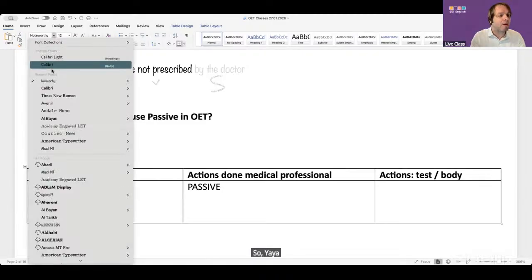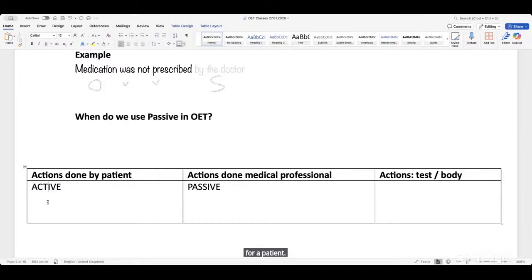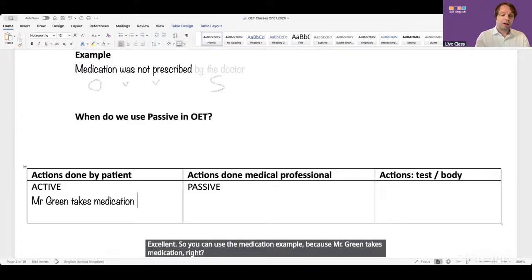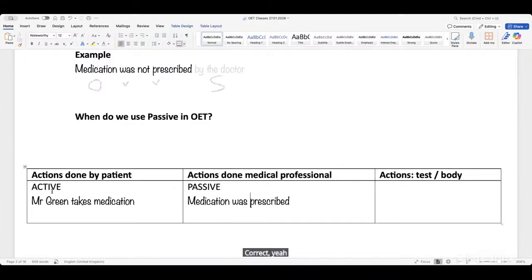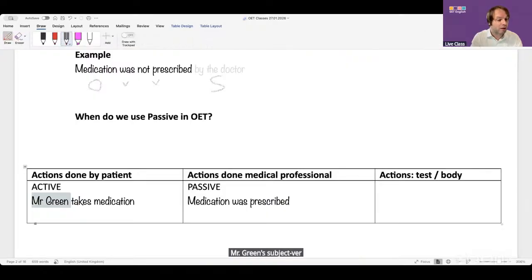Give me an example of an active sentence that we might use for a patient. Like we said, Mr. Green takes medication for his blood pressure. Excellent. So you can use the medication example, guys. Mr. Green takes medication, right? But if we were talking about the action of a doctor, we would say medication was prescribed. Right. Yeah. There you go, right? This is the subject of the sentence. Mr. Green, subject, verb, object. The classic thing that we all talk about in English. Okay, so I think that's fairly clear.